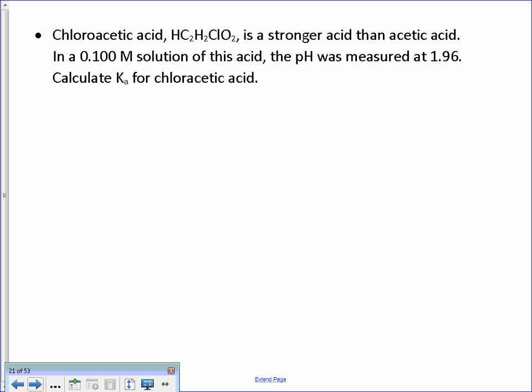Towards the bottom, I believe. Number 3. So fluoroacetic acid is a stronger acid than acetic acid. Can you tell me right now what you know about fluoroacetic acid versus acetic acid then? This is number 3 on page 2. Number 3 on page 2.